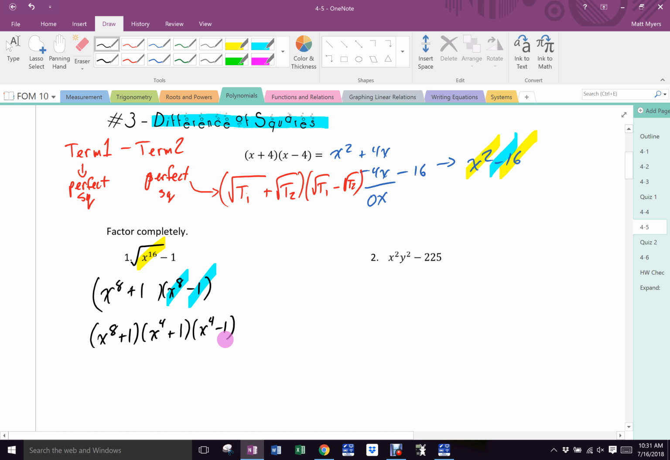Can I stop? Why not? Square and square. Oh, damn. x to the 8th plus 1, x to the 4th plus 1. What's this one? Sixteen, 8, 4, 2 plus 1. x to the 2 minus 1.